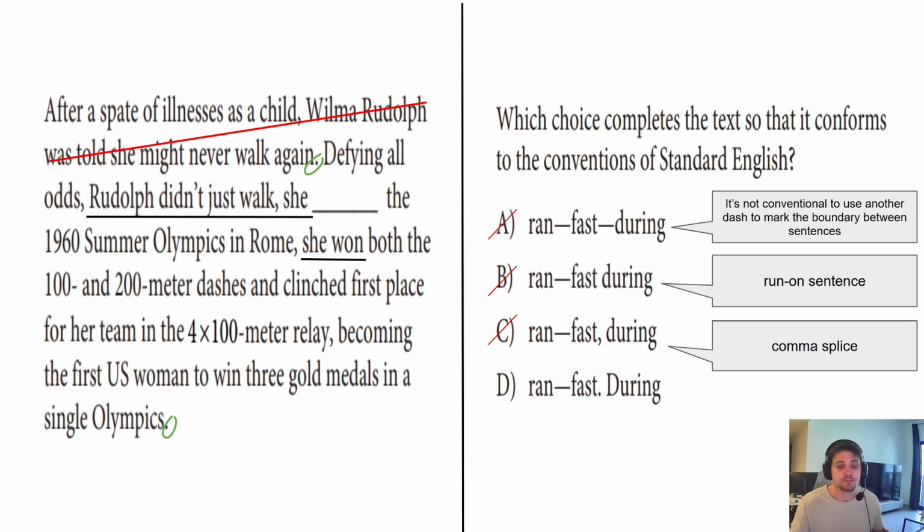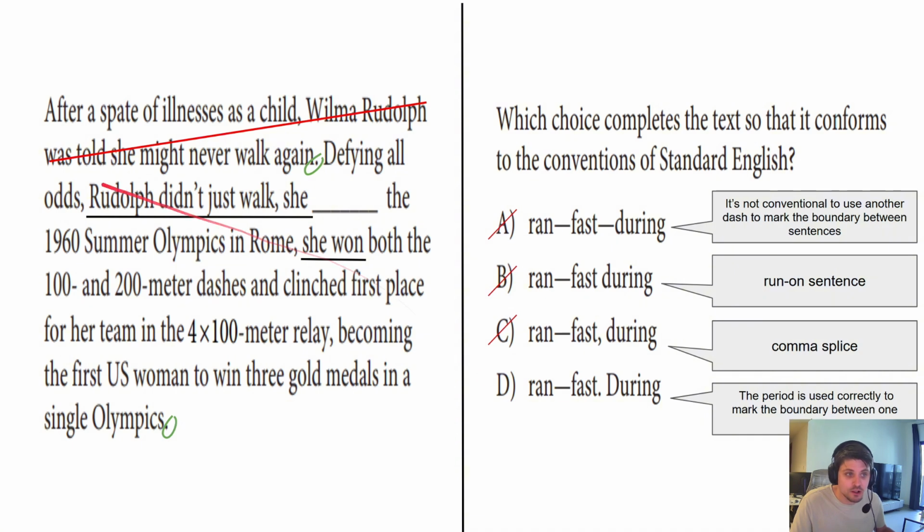I guarantee it. So that only leaves one answer, which is D, which is the correct answer because it puts a period right here. Rudolph didn't just walk, she ran fast, period. During the 1960 Summer Olympics in Rome, she won. The period is used correctly to mark the boundary between one sentence and the other. This will come up, I guarantee it.